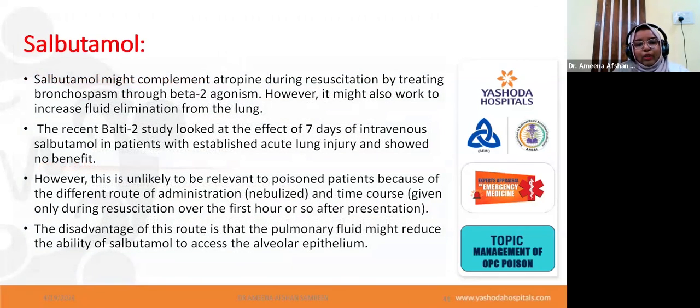Salbutamol might complement atropine during resuscitation by treating the bronchospasm through beta-2 agonism. It will also help to increase the elimination of fluid from the lungs. But in the BAL-T2 study, IV salbutamol has not shown that much benefit. But this is not relevant to the poisoned patient because we are giving it in nebulized form during the resuscitation time. So using this can also be advantageous.